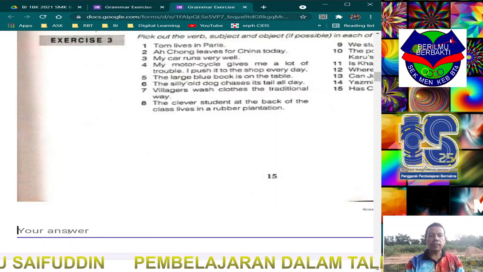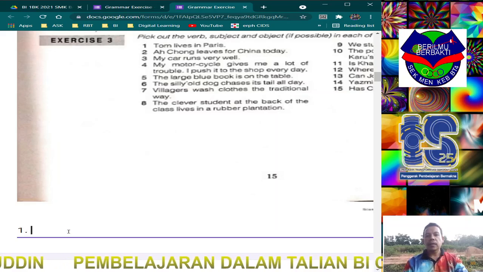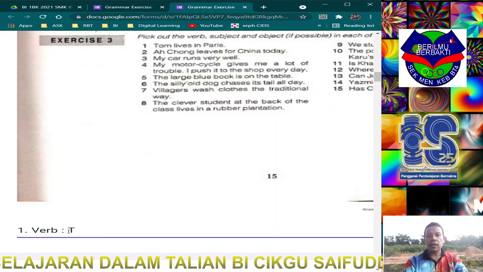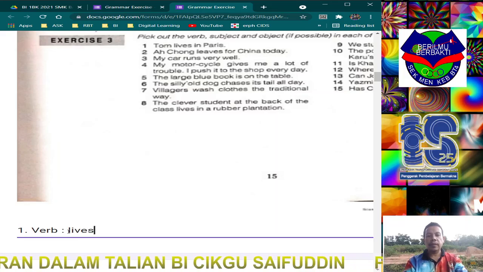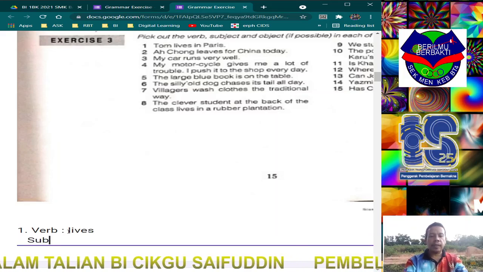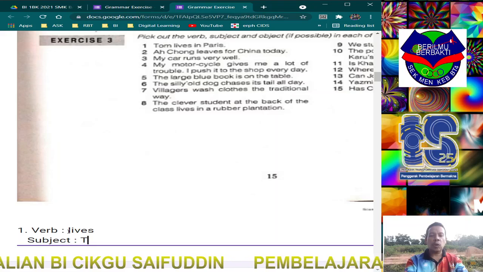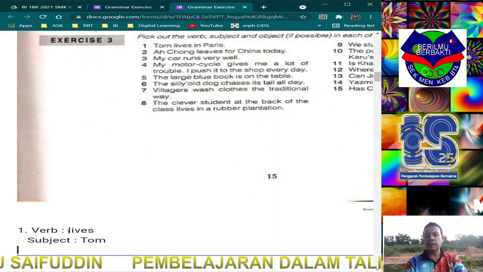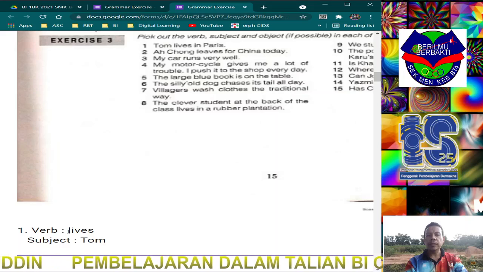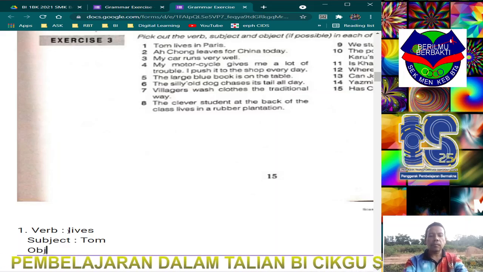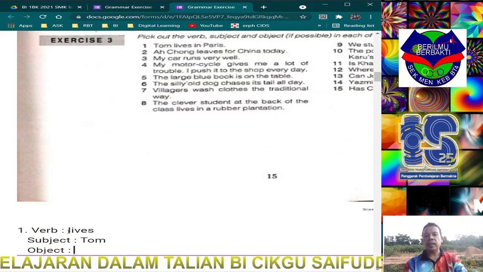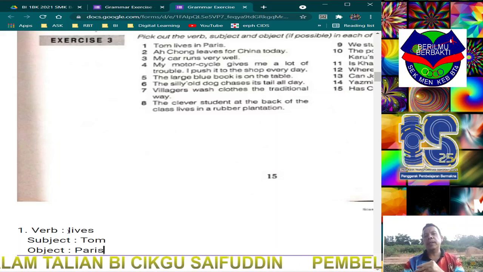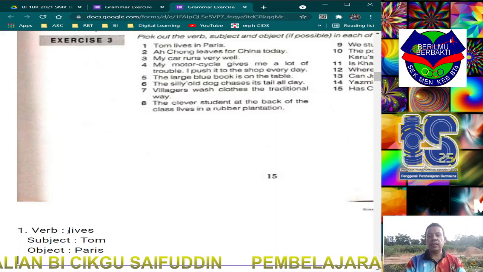Okay, number 1. What is the verb? Cara nak jawab macam ni lah. Okay, verb. Verb is live. Kata kerja dia ialah live. Okay, go to the next one. Subject. Apakah subjek dia? Subjek dia adalah Tom. Okay, kemudian apakah dia punya objek dia? Okay, objek dia ialah Paris. Okay, anda jawab macam ni je lah. Bahagikan verb, subjek, objek. Itu sahaja untuk peringkat anda ni. Form 1 ya. Okay, nak lebih detail lagi anda kena masuk form 2 pula lah.